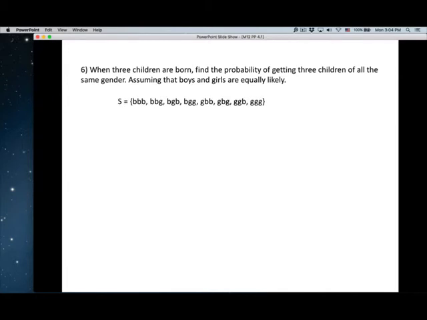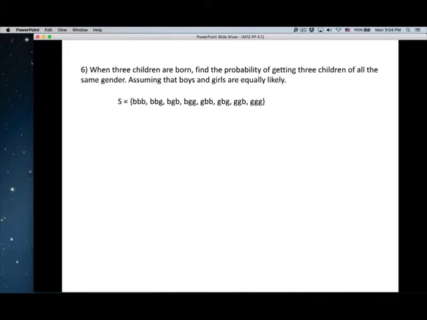So check your work. You should have this: boy, boy, boy; boy, boy, girl; boy, girl, boy; or boy, girl, girl, and so on. Again, the order matters, so boy, boy, girl is different from boy, girl, boy. In total, you can find we have 8 different outcomes here. So the sample size is going to be equal to 8.